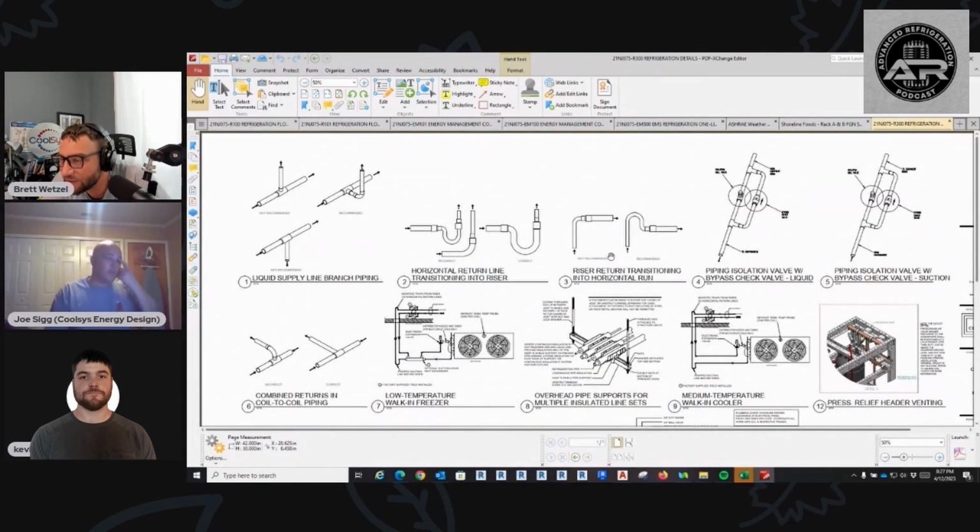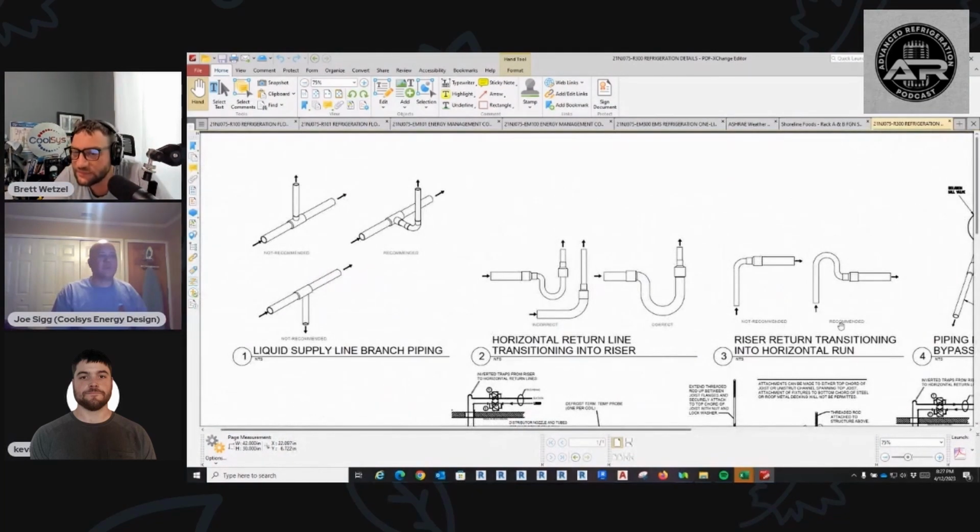And then just some piping techniques for how to pipe CO2 systems, because they are a little bit different than DX systems. Okay, so why? I've heard this from other people, and I want to hear your approach on it. Why is the liquid line, supply line, branched off of the side rather than the bottom? Good question. I want to hear what you say.